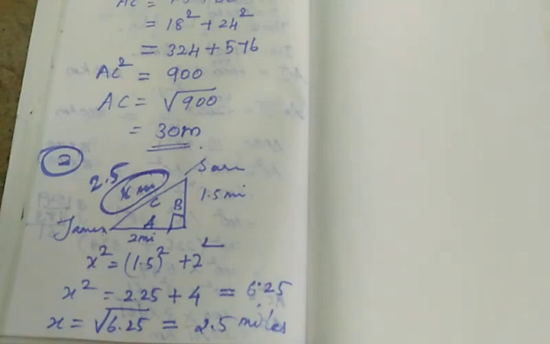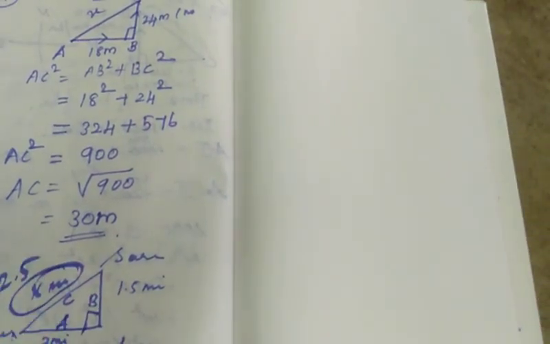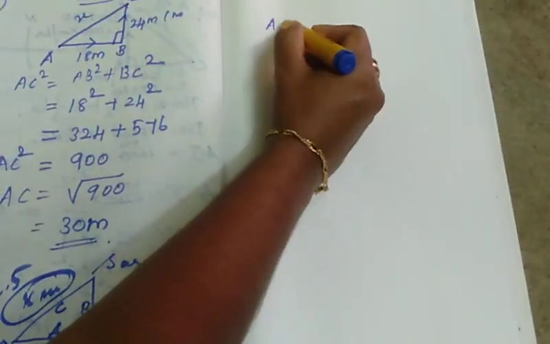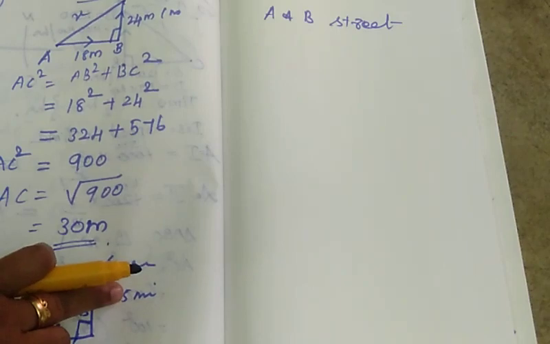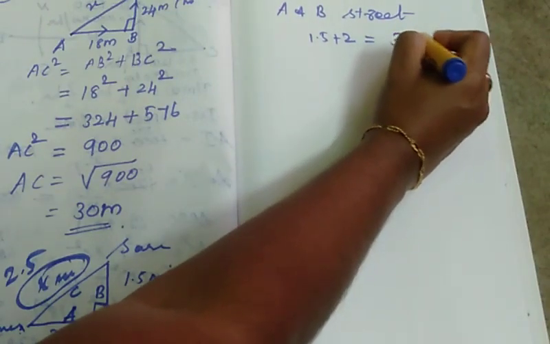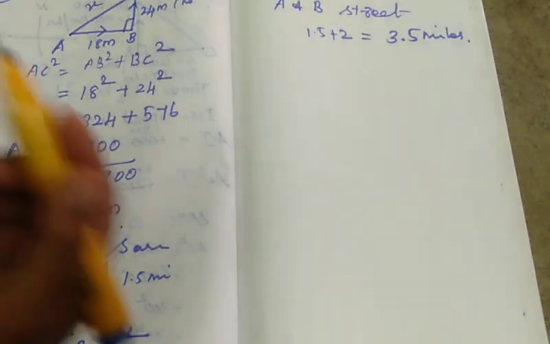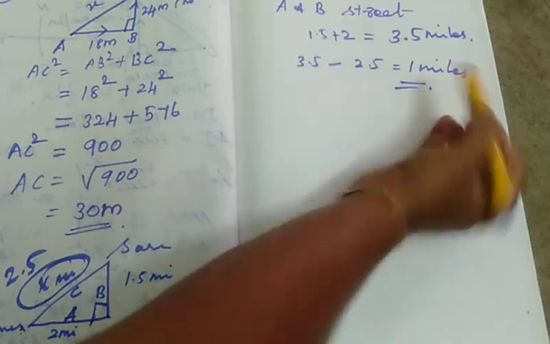Now, if they go through B and A, they have to walk 1.5 plus 2 miles. Through A and B streets totally, 1.5 plus 2 is 3.5. Directly, they come 2.5. So which is the shortest? The direct path. How much shorter? 3.5 minus 2.5 is equal to 1 mile. It is shorter by 1 mile.